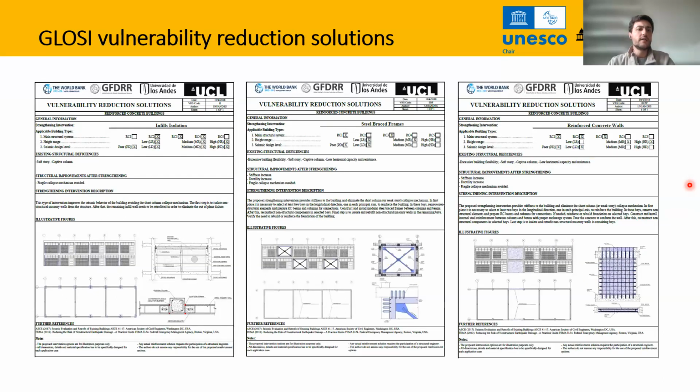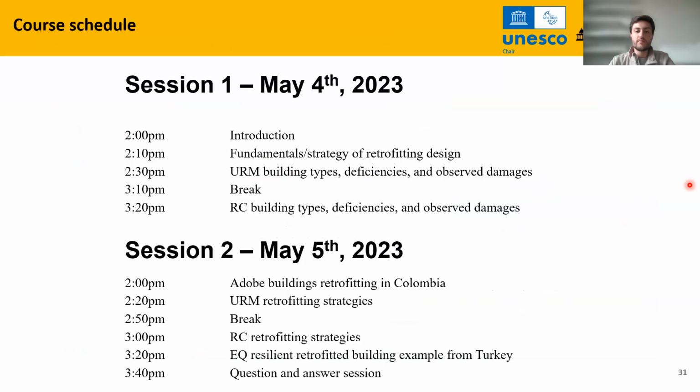And also, in the framework of the GLOSSY project, there are some vulnerability reduction solutions for different types of taxonomies, building types, and these are specifically designed or identified for school infrastructure and for school buildings. So this is a lot of material that is available in the literature that it is possible to access, and we are going to discuss that in detail tomorrow.